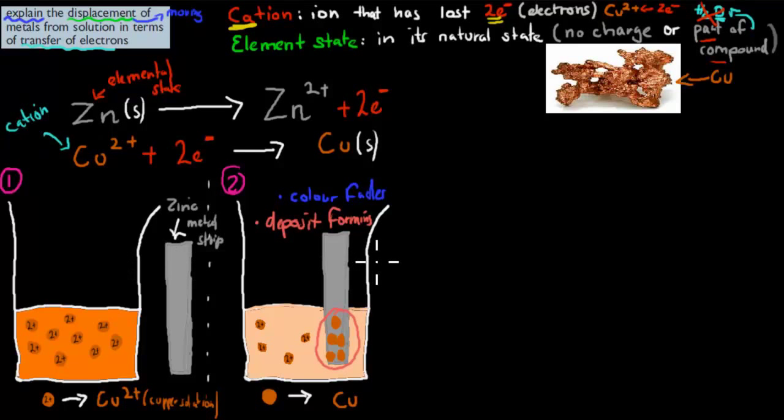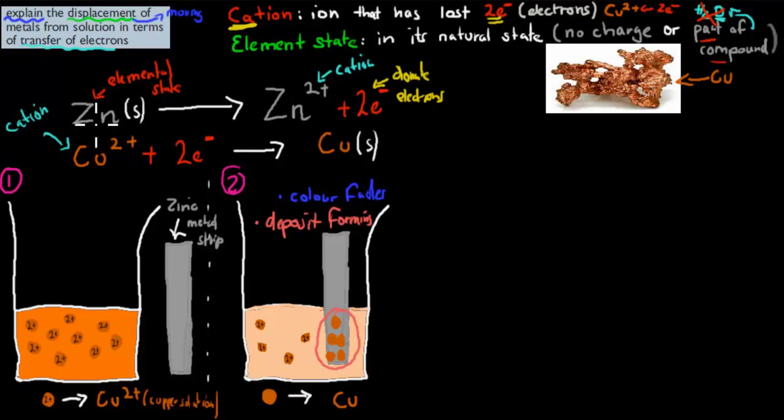But as soon as we go to the second step, as soon as we put in the zinc strip, the zinc actually donates electrons. So zinc becomes the cation because it has donated electrons. So zinc is the cation in the second part. What this zinc has done is donate these electrons. It's lost electrons. And because it lost two electrons, it becomes 2+.